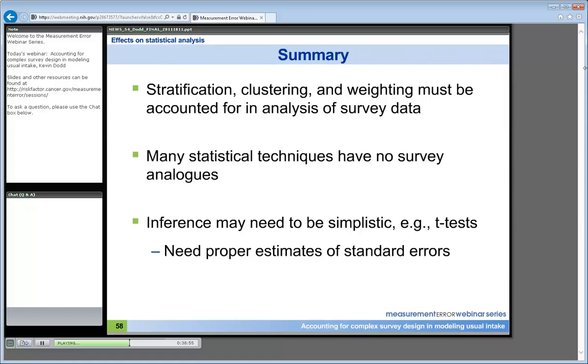So the takeaway messages for this section of the webinar are listed here. First, it's important to account for any and all of the survey design factors when you analyze survey data. But your analysis tools might be limited because no one's previously extended them to handle these complex survey situations. And you're probably better off trying to see if simple t-tests or similar classic methods for which the central limit theory has been established in the complex survey case can be used to answer your research question. Because then all you would need in the t-test situation for inference is an estimated parameter and a proper estimate of its standard error.